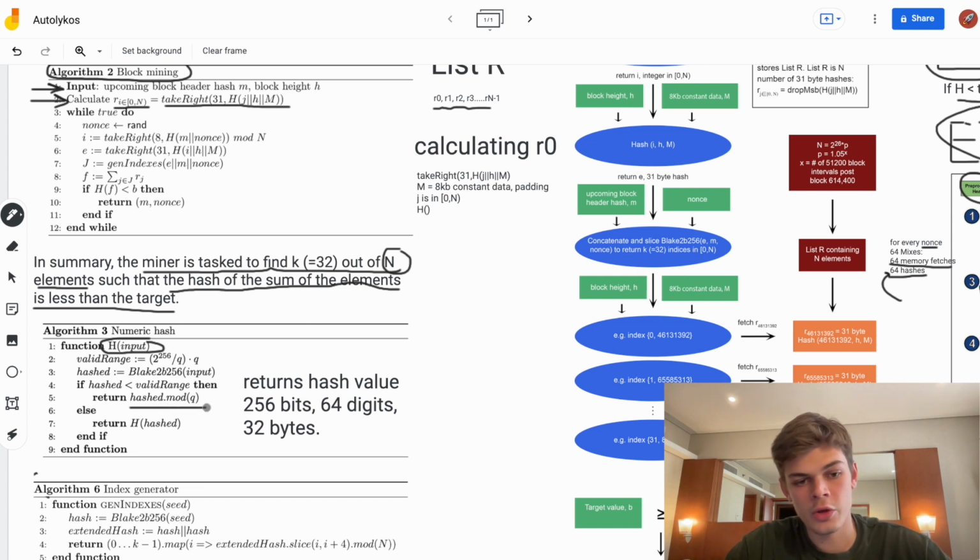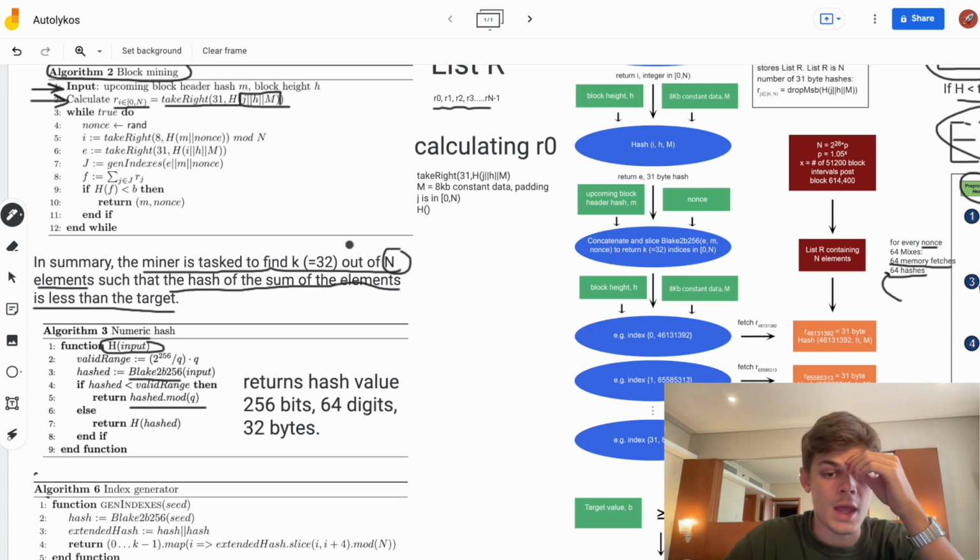A hash value that's mod Q is returned, but let's forget about that. Let's just say a hash value is returned, right? So what you're essentially saying here is you're passing these values into the algorithm 3 function, which is based on Blake 2B256. We'll get into that later. And you're returning a hash based on these inputs. So quite simply, just like any other hashing algorithm, that's what you're doing.